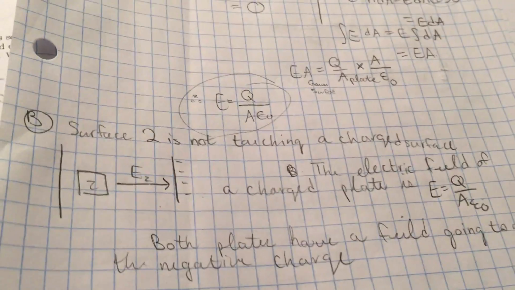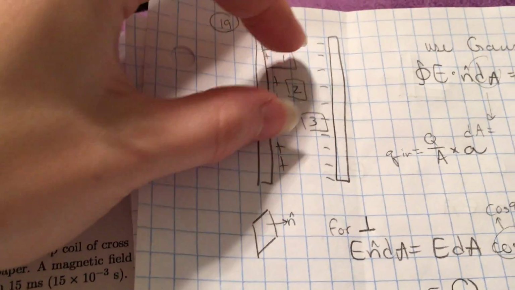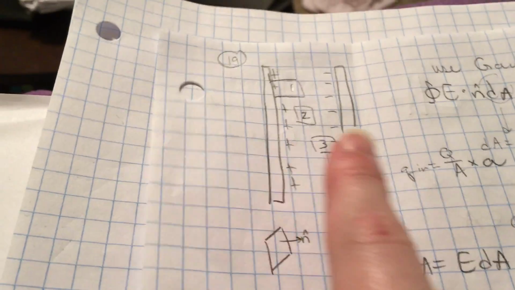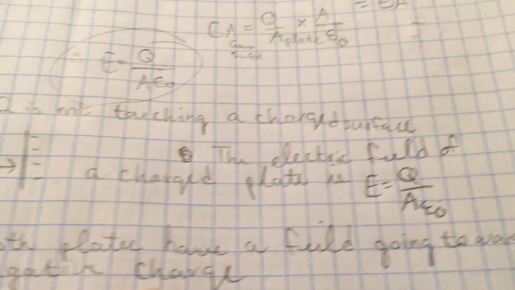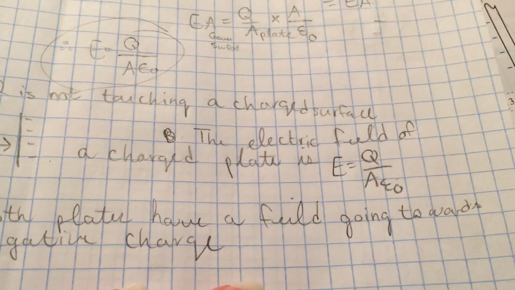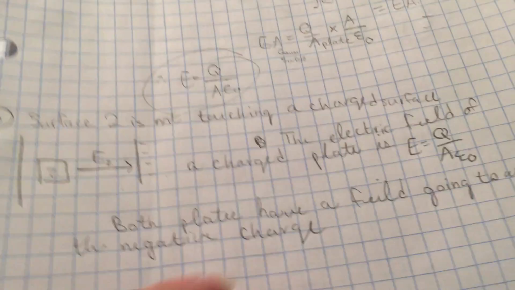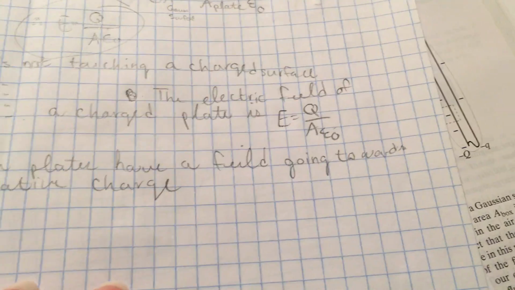So then for part 2, it asked me to solve for surface 2, which is not touching either of the plates, it's in the middle. Basically, I like to treat this like a dipole, so I know all of the field is going towards the negative charge, whether it be on the positive end or the negative end, it's all going to be going in that direction. I kind of drew it down here. So the electric field of a charged plate is equal to Q over A epsilon naught, which we just got. So both plates have a field going towards the negative charge, so basically that's what it's going to be.